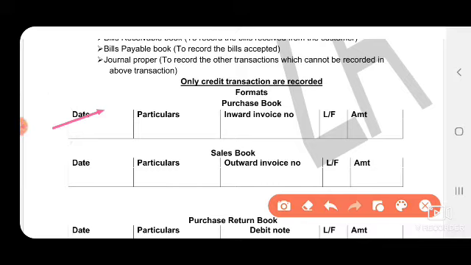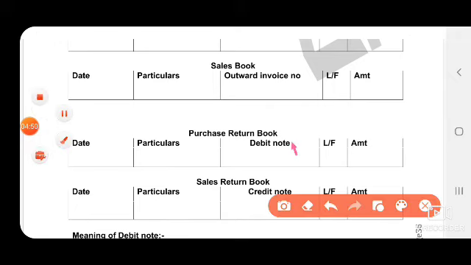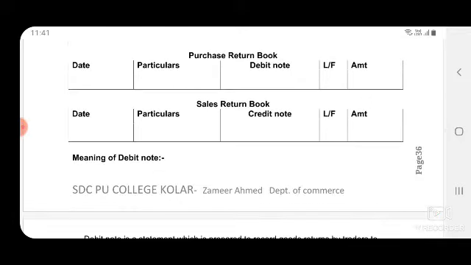So date, particulars, invoice, that is the inward invoice number, that is the bill number, ledger folio, that is the page number of the ledger, and amount. The sales book also has the same format. Purchase return, same columns. So here, debit note. Debit note is a statement. Sales return, same. So here the credit note. Credit note is also a statement.